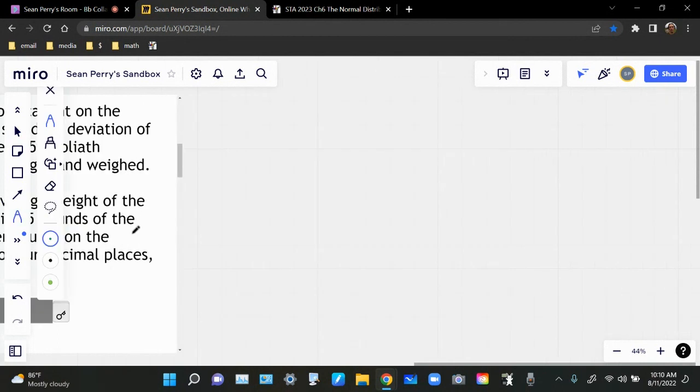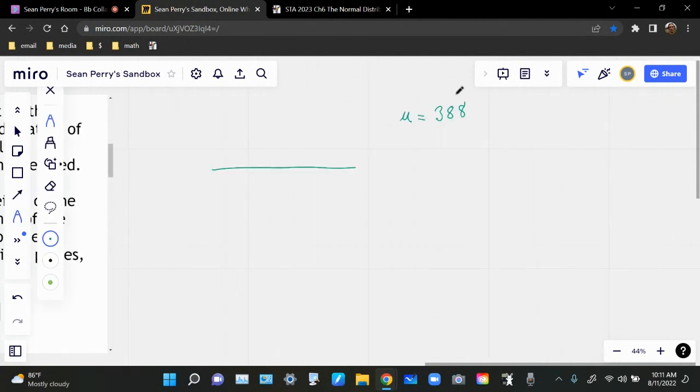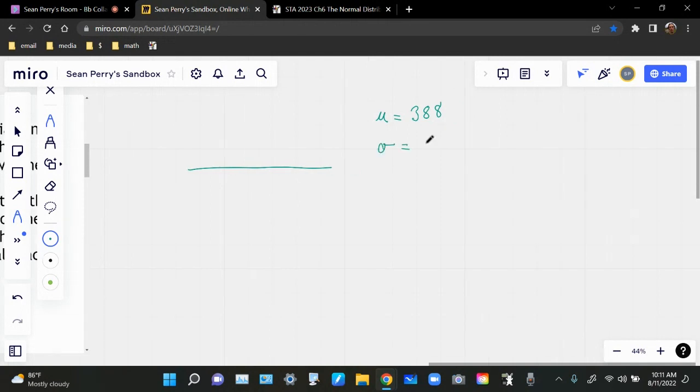Okay, so let's begin with a little sketch of the given information. They told us that the mean was 388 pounds, and that the standard deviation was 64 pounds. They didn't tell us what the shape of this distribution is. It need not necessarily be normal, but that's not going to matter. What's going to matter is that as we take samples, in this case of size 59, what will happen is this distribution of means will change its shape and will become normal.